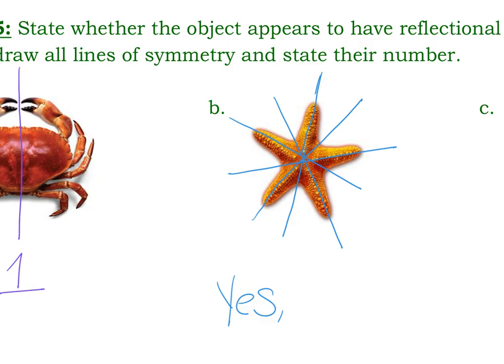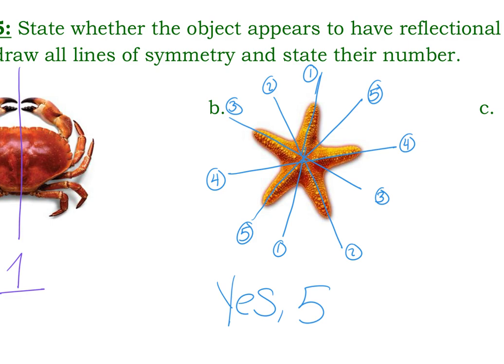Okay. Another strategy, you're not wrong. Another strategy that I've done is when I'm counting my lines, I'll put the number on both ends of it so I know not to count that line twice. So that's my first line. This is my second line. This is my third line, fourth line, fifth line. So how many lines of symmetry does this guy have? 5, which makes sense because it's a starfish and it's got 5 points, right? 5 legs. So there's our starfish.